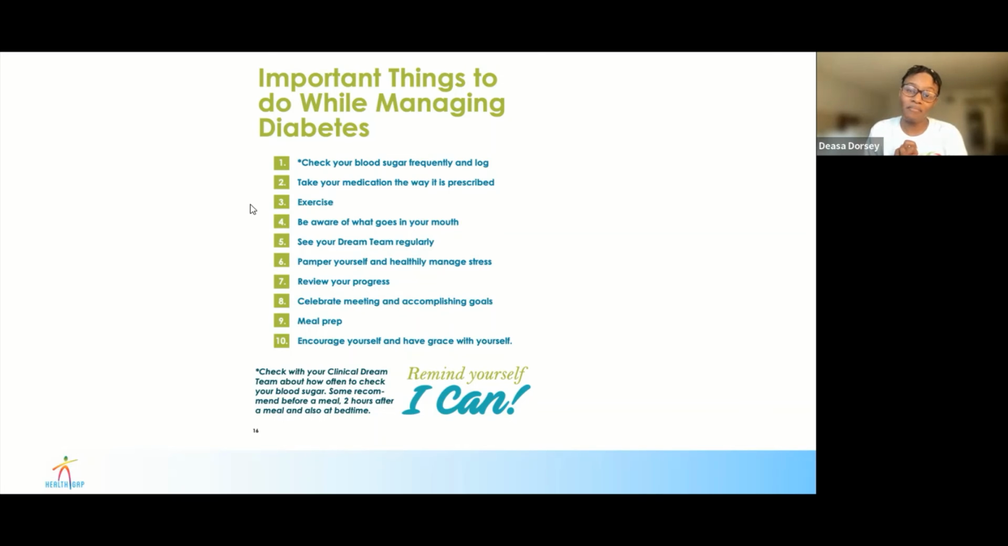Some of us either don't like to take our medication at all, or we don't take it the way the doctor has prescribed us to take it. So being on top of that will help manage your diabetes. Some people take metformin. Take it the way the doctor is encouraging you. And if it doesn't work for you, tell your doctor.